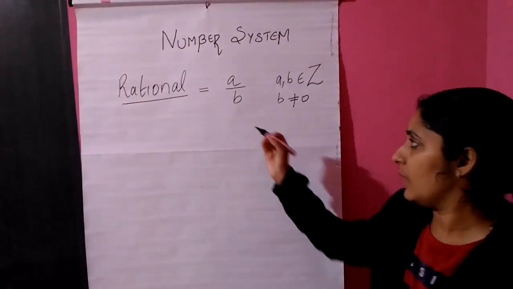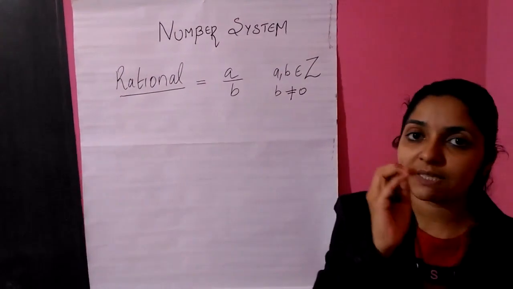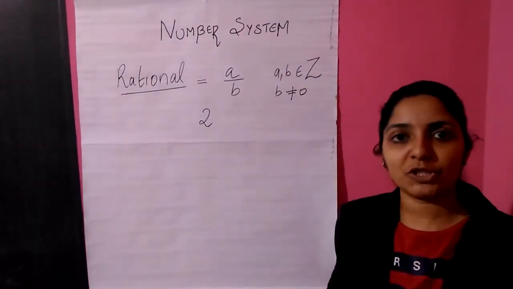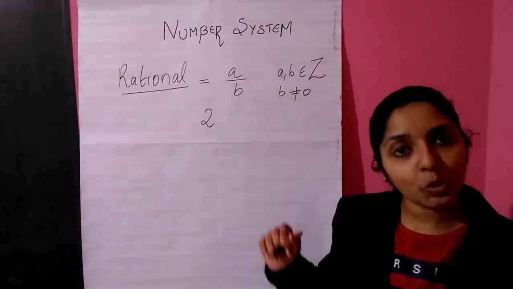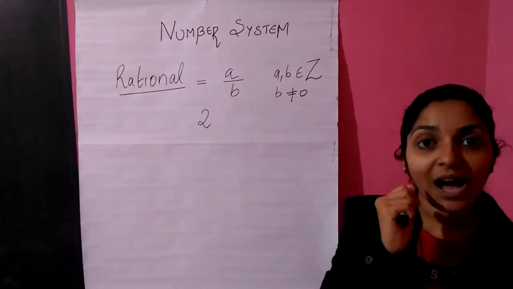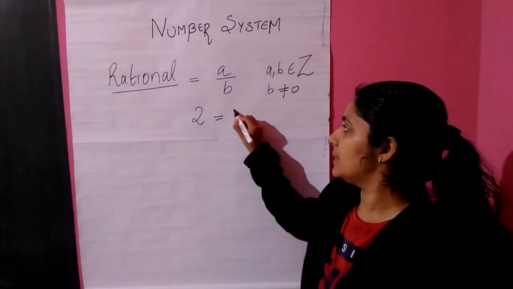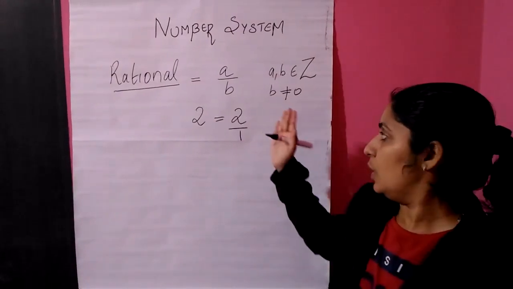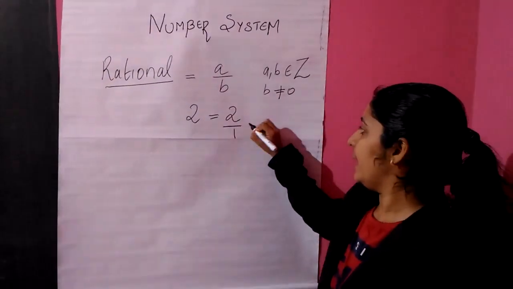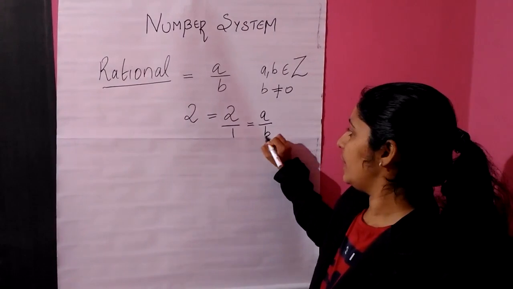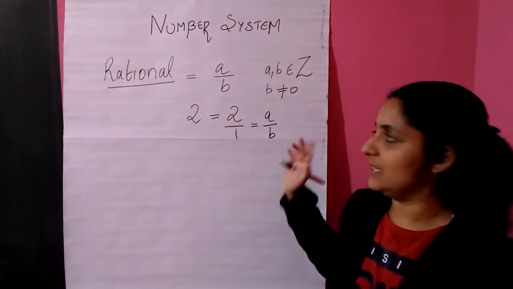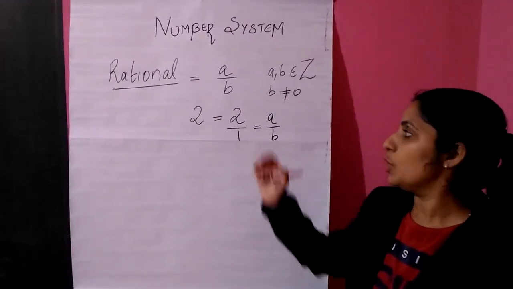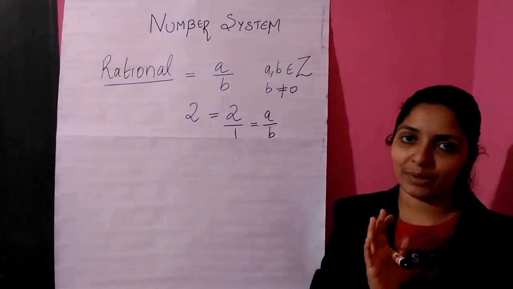When we say this, let me take the smallest set, natural numbers. Let 2 be a natural number. Can we call 2 a rational number? Yes. How? 2 can be written as 2 by 1, which is equal to 2. So this is the form a by b. a is an integer, b is an integer: 2 is an integer, 1 is an integer, and b is not equal to 0. So, 2 is a rational number.